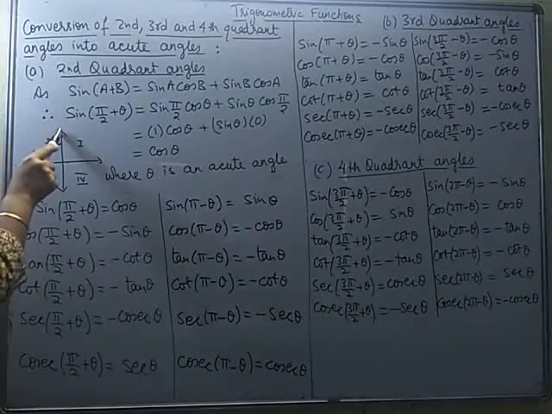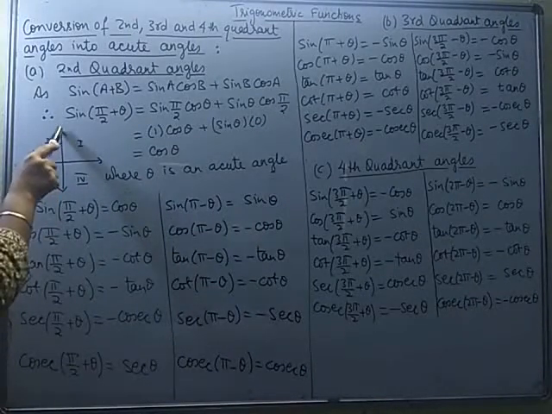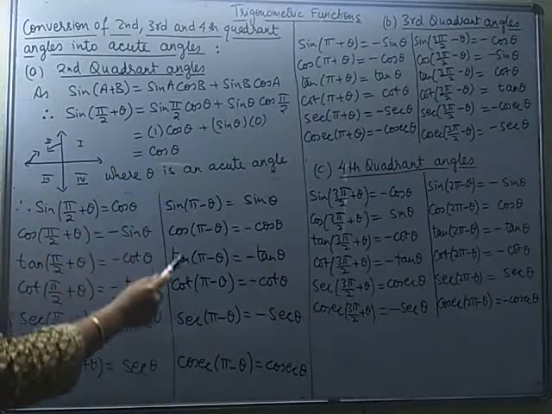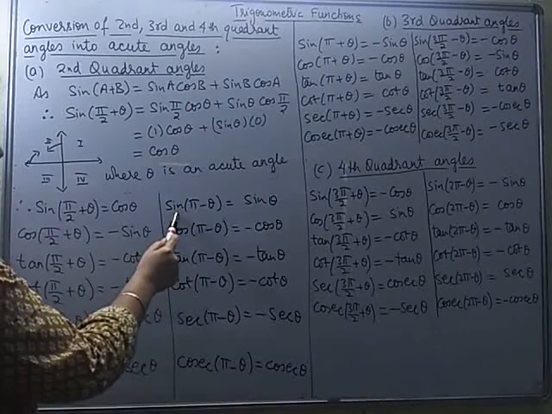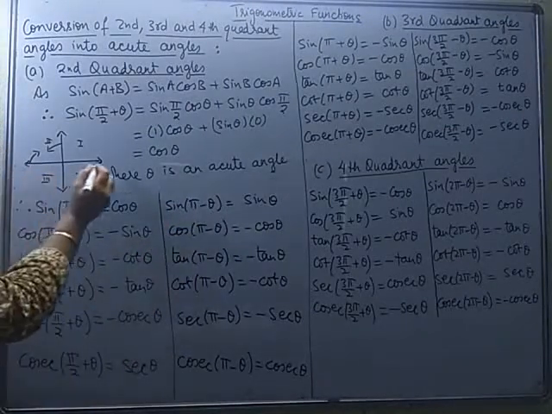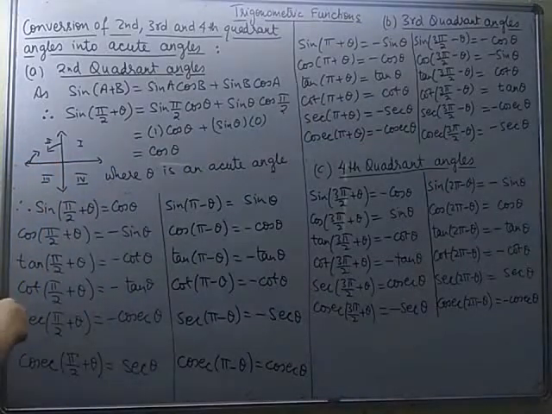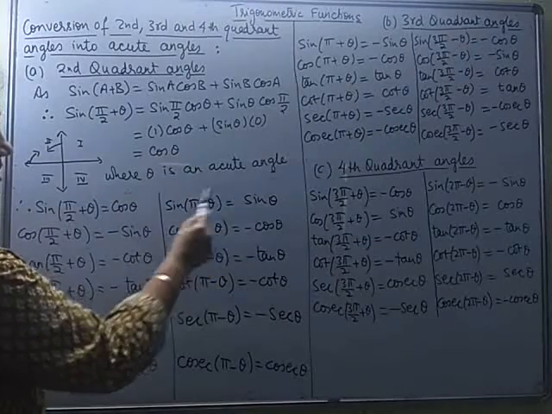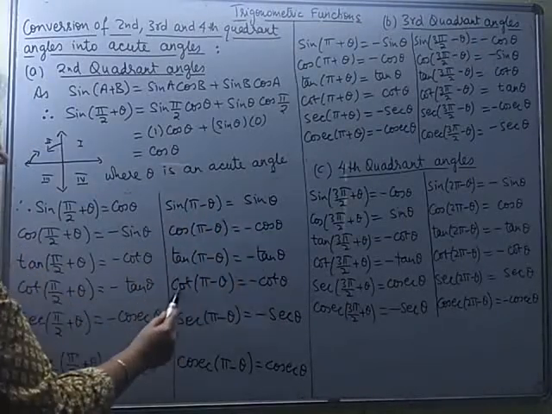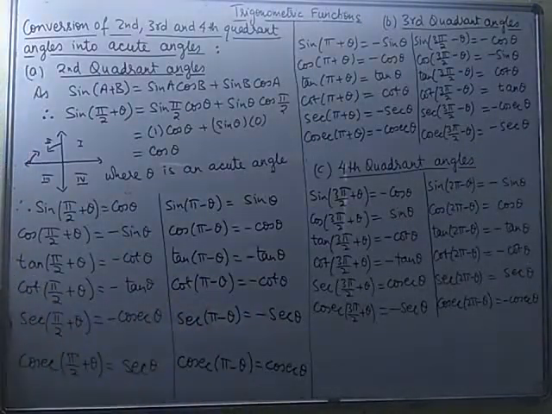So if you are making the change about this angle, which is along this vertical line, pi by 2, then the functions are going to change. But if you are taking that conversion about the angle along this horizontal line, when you are writing pi minus, then you will see the function is not changing. Sine remains sine, cos remains cos, tan remains tan, cot remains cot, sec remains sec, and cosec remains cosec.